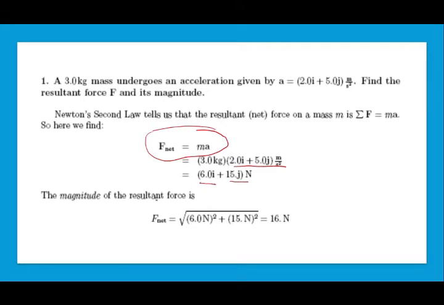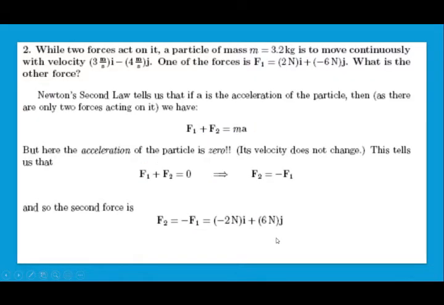Now, what is being asked is the magnitude of the force. So to get the magnitude of the force, we take the 6i plus 15j and transform it using Pythagorean theorem. So the answer is 16 newtons. Okay? So, let's have example number 2.